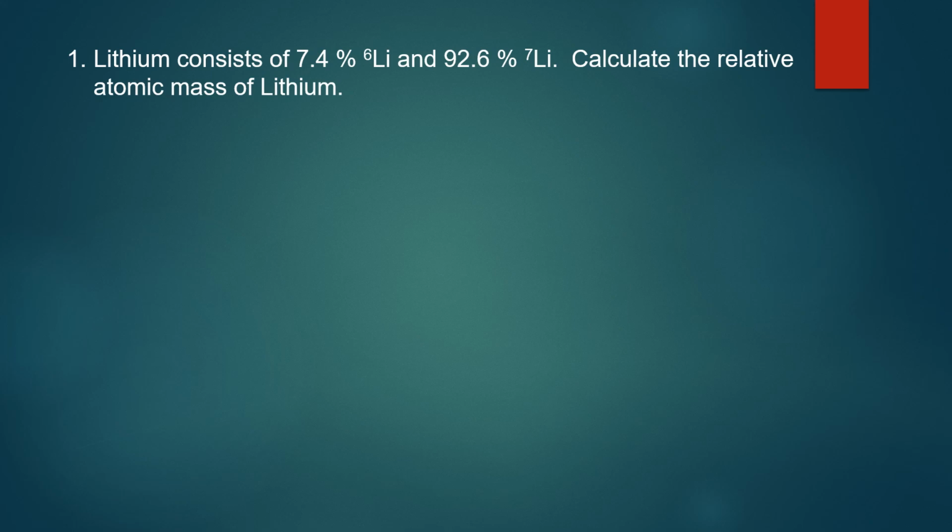Lithium consists of 2 isotopes, Li6 and Li7. Li6 is 7.4% abundance and Li7 is 92.6% abundance. Calculate the relative atomic mass of lithium. Well students, pause the video and let's see if you're able to work this one out. So your answer for this particular question is 6.93. Now since relative atomic masses do not carry any unit, you don't actually have to write any unit. However, should you be required to do so, you can always write atomic mass unit. So 6.93 atomic mass unit.